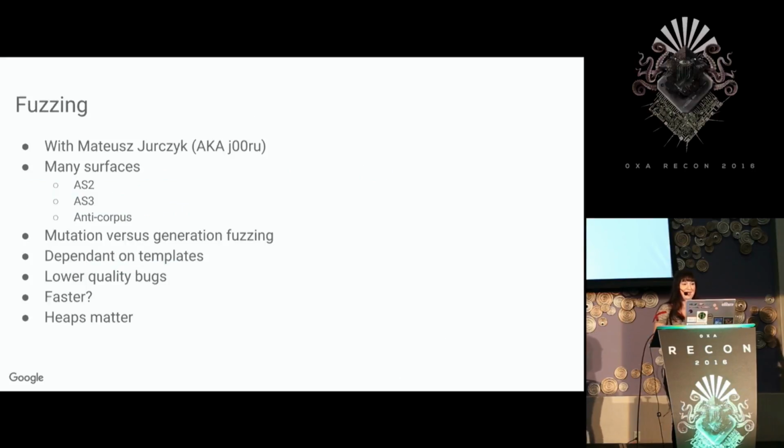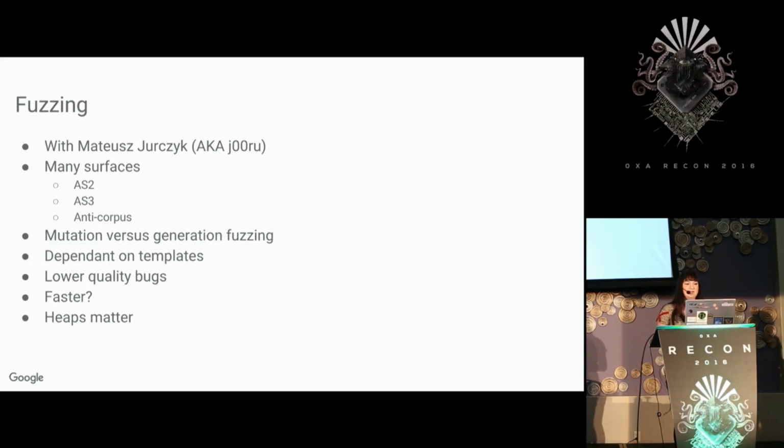So the third way you can find bugs in Flash is through fuzzing. And I've done a lot of this with my colleague, Matthias Hurek. And we've fuzzed a few surfaces, basically all three I talked about, AS2, AS3, and Anticorpus. So far, we've just done mutation fuzzing, where you mutate a template. Though I do know there are people out there who do generation fuzzing. I've got some bug reports in Flash where the POCs are so insane and have so much code in them that there's no way that they ever would have been produced other than with generation fuzzing. But I've never tried this personally.